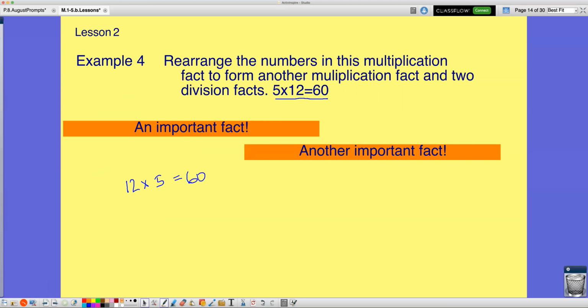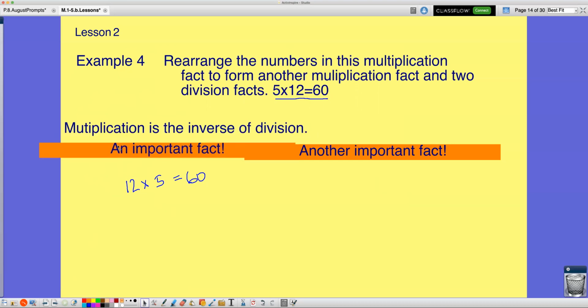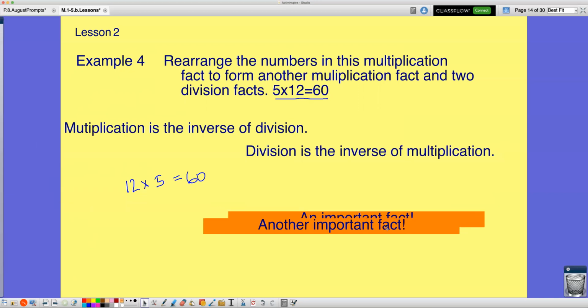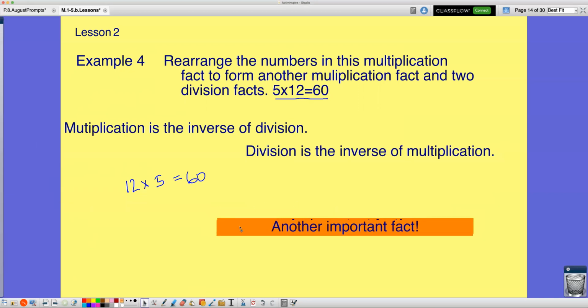Okay, let's see what these facts are. Multiplication is the inverse of division, and division is the inverse of multiplication. So those are important facts. Not sure why those are on there, but I guess those are important facts to know. They're not really relevant to us right now other than, hey, we're going to do some division problems here. So 60 divided by 12 is 5, and 60 divided by 5 is 12. So I have this fact. I've got 3 more facts here. These are 2 division facts, and then I have the original multiplication fact and the other multiplication fact that I created.